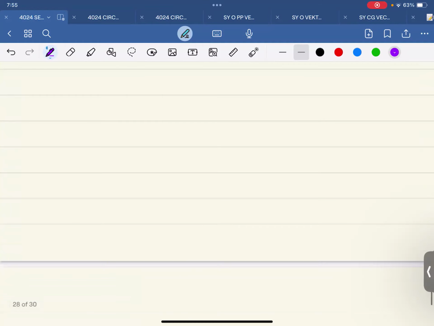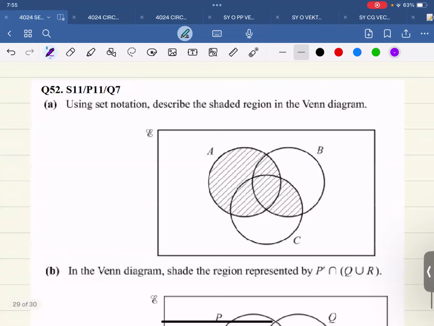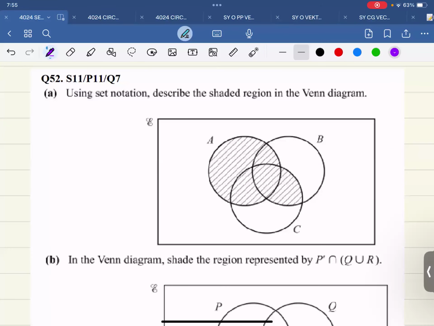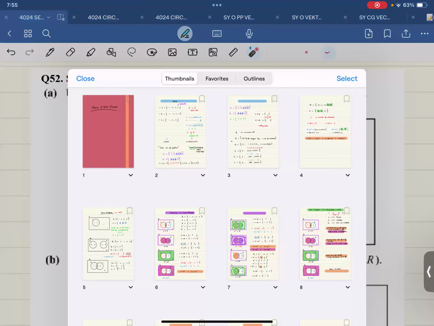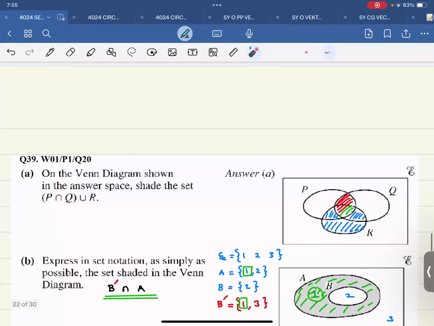Using set notation, describe the shaded region in the Venn diagram. Remember, just today, at the beginning of the class, a few minutes ago, we solved and shaded something like this. Let me just show you that. So I think it was over here. That's this one, that's P and Q and R. That is P intersection Q union R.